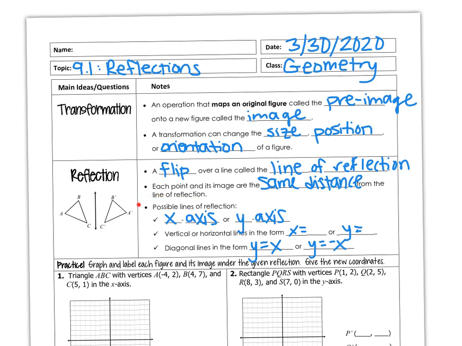We're going to be looking at a coordinate grid, so some possible lines of reflection that we'll do examples of: we'll reflect over the x-axis or the y-axis. We'll also do some vertical or horizontal lines in the form of x equals any number you could think of, or y equals any number that you could think of. And then we'll also have some diagonal lines. If you see y equals x, that's going to be a diagonal going up, and y equals negative x will be a diagonal going the other direction.